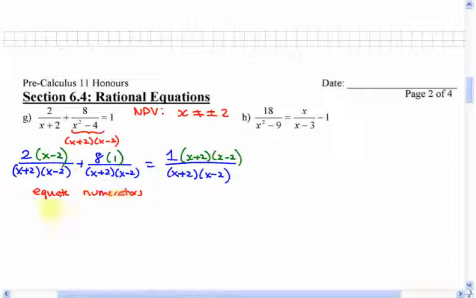Okay. So 2x minus 4 plus an 8 equals an x squared minus 4. I'm going to actually move all the terms to the right side just because I like having a positive x squared.